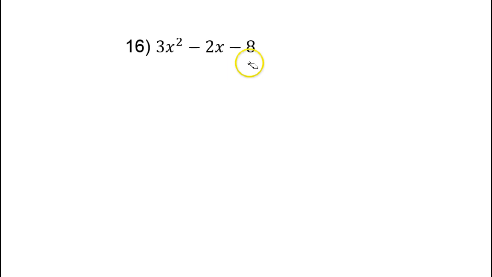Take a look at number 16. First step, look and see, is there a common factor? Nope. So let's go ahead and set up for a binomial times a binomial. 3x squared can only factor as 3x times x. Now 8. There are some choices here. 8 will either factor as 2 times 4 or 1 times 8. Well, let's start with 2 times 4 and see how it goes.